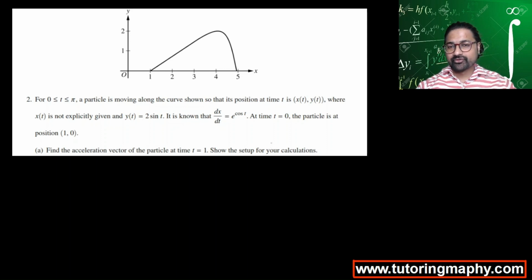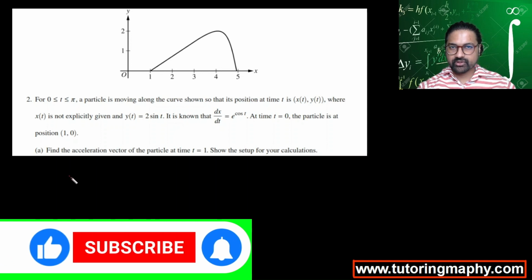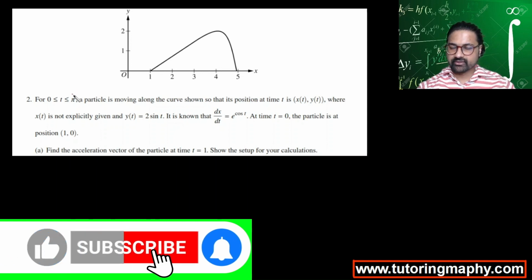This is FRQ number 2 of the AP Calculus BC 2023 exam. It's based on particle motion in a plane, so x and y both are changing over here. It's not a straight line.